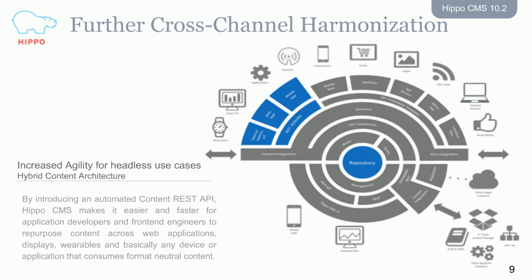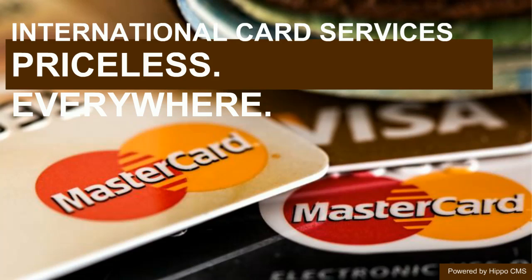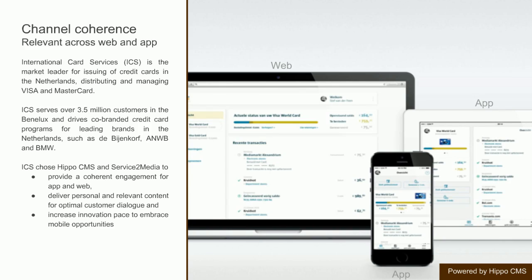Well, before I give the word to Oscar, I will give some examples of customers of ours who use this system. One of them is, for instance, the International Card Services organization. It's a credit card processing company, and they have used Hippo with REST APIs to provide a coherent presentation of their website, of the mobile app, and of the tablet app that they have.